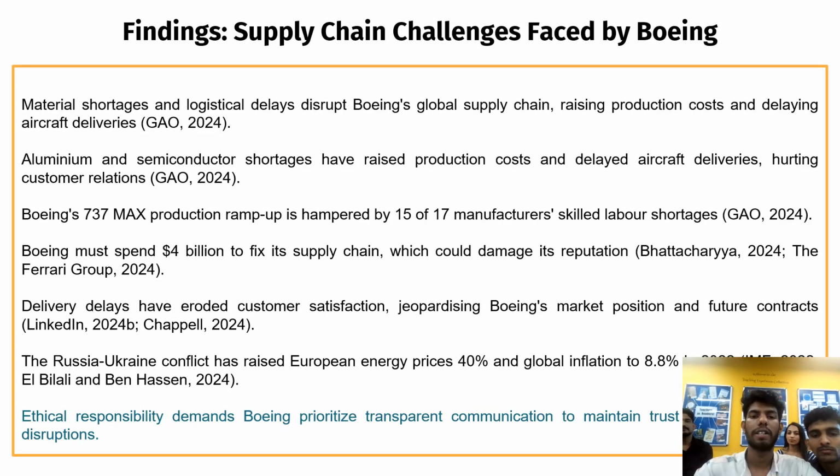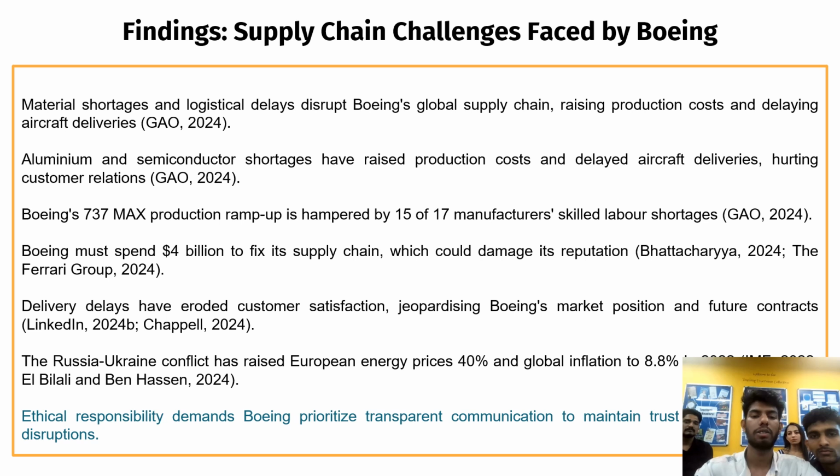Next slide is finding: supply chain challenges faced by Boeing. Boeing's global supply chain, which includes over 12,000 suppliers, is currently facing significant disruption due to material shortage and logistical delay. Critical materials such as aluminum and semiconductors are in short supply, leading to increased production costs and delay in aircraft delivery. This delay has strained Boeing's customer relationships and reduced operational efficiency.